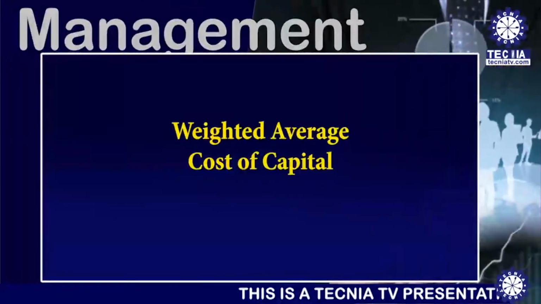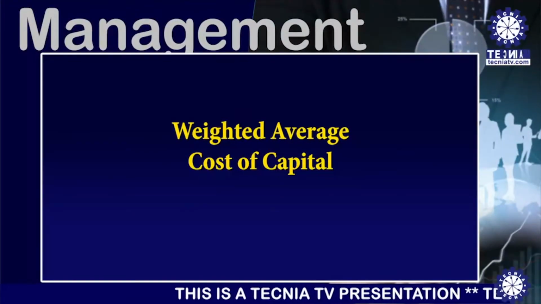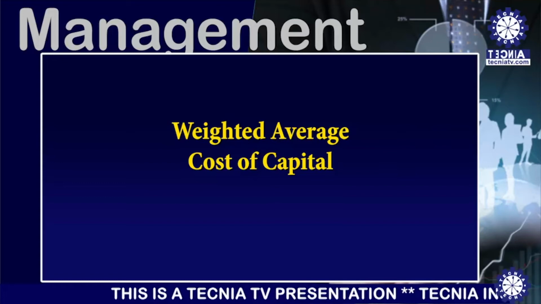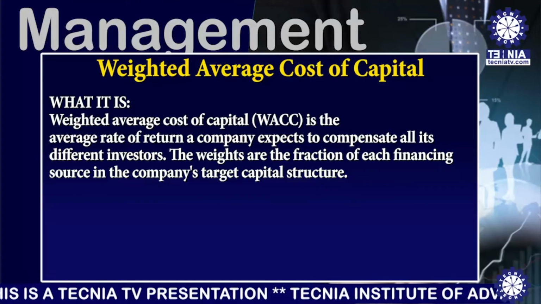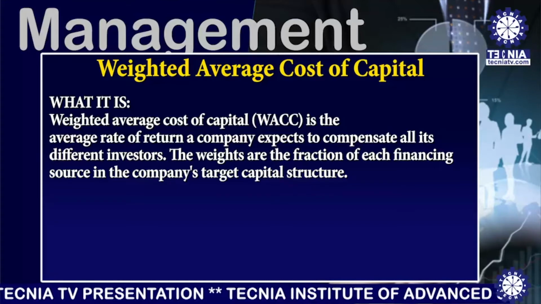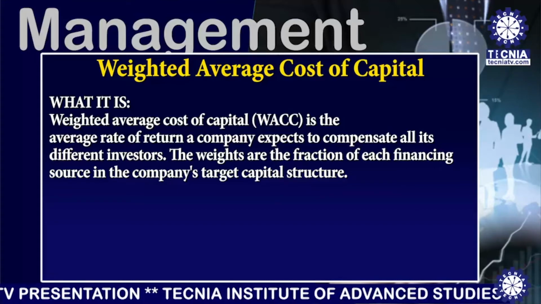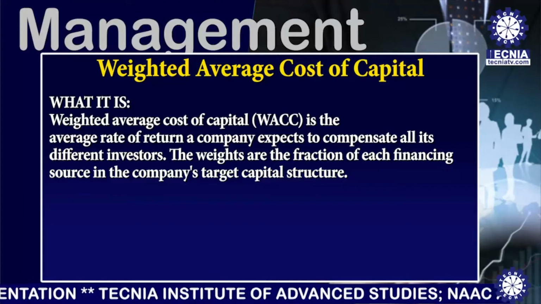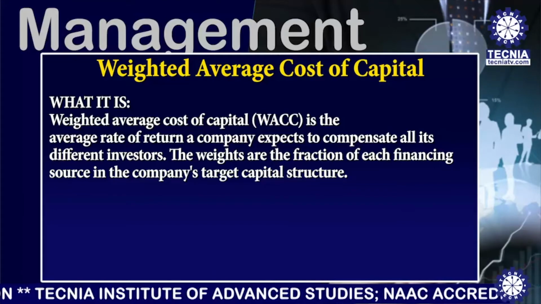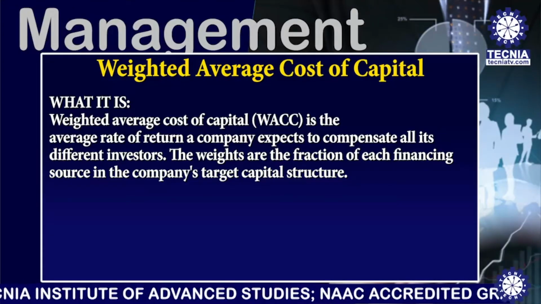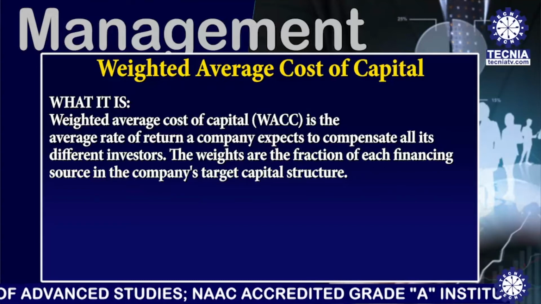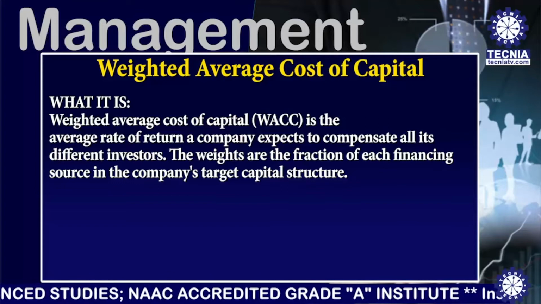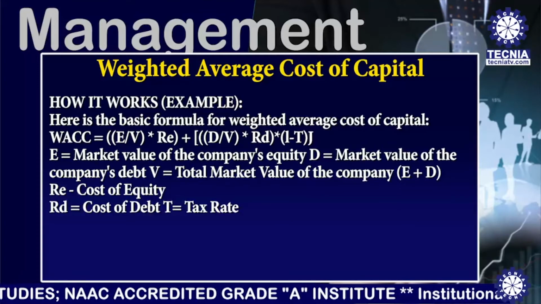Today I am going to deliver a lecture on weighted average cost of capital. What is it? Weighted average cost of capital is the average rate of return a company expects to compensate all its different investors. The weights are the fraction of each financing source in the company's target capital structure. So, how does it work? Let's see that.